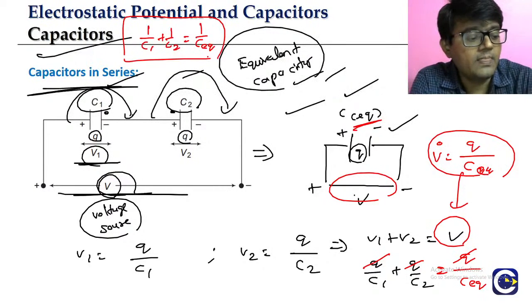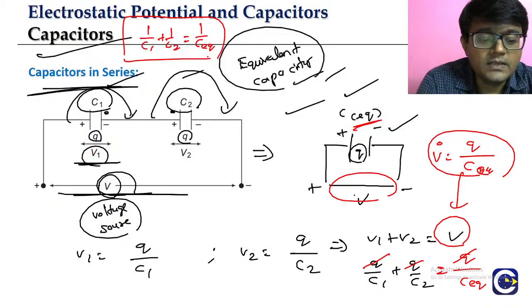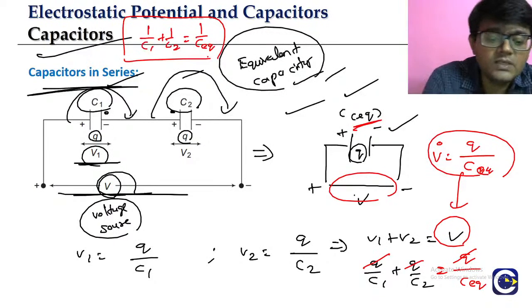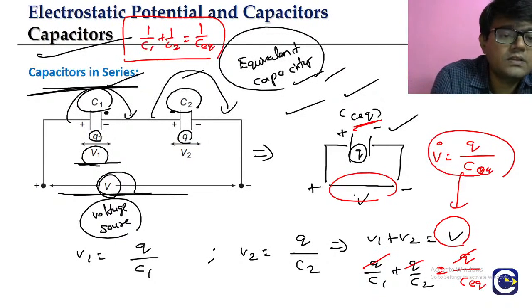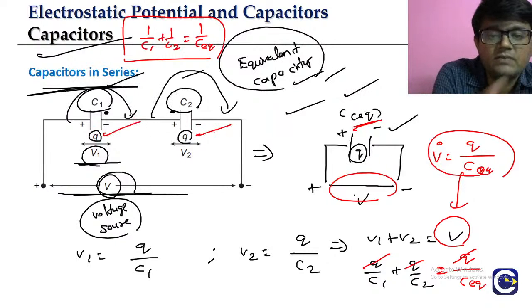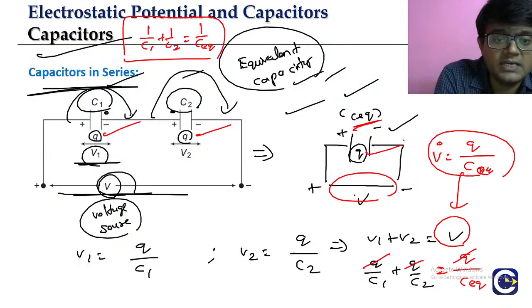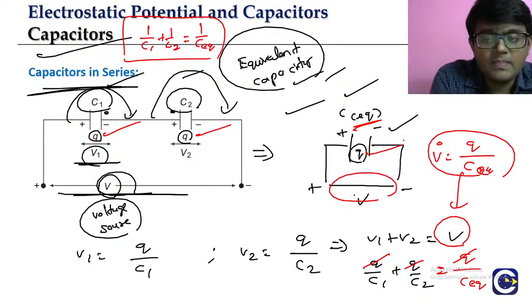So, do you know, the capacitors in series, each of them will have the same charge. Look, each of them will have the same charge and the equivalent capacitance. Now if we replace the series combination with one capacitor, that equivalent capacitance will also have the same charge.